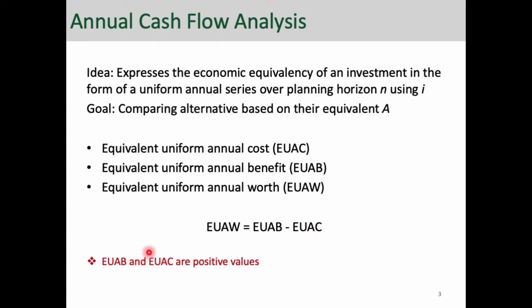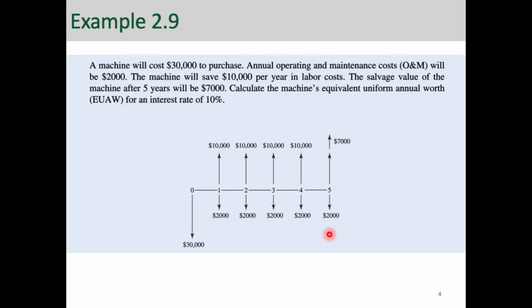And in this formula, both B and C are positive values, and we're taking the difference between them. And if you happen to end up with a project with EUAW of positive, which means benefit is larger than cost, that's a good thing. So let's take a look at one example.